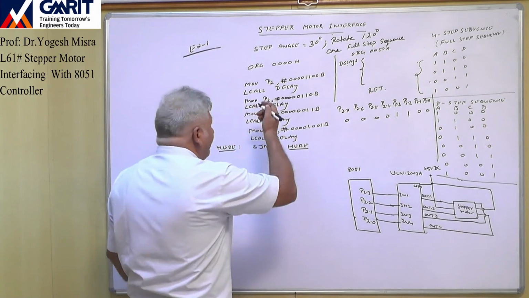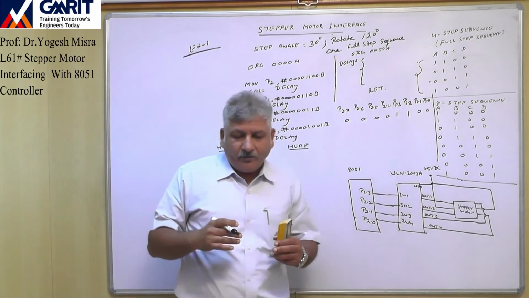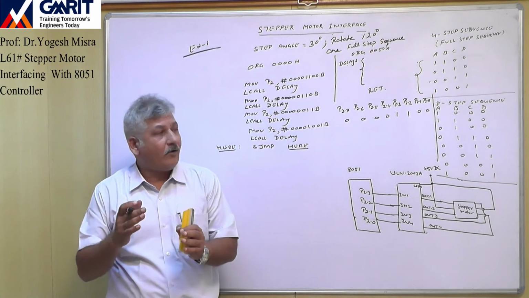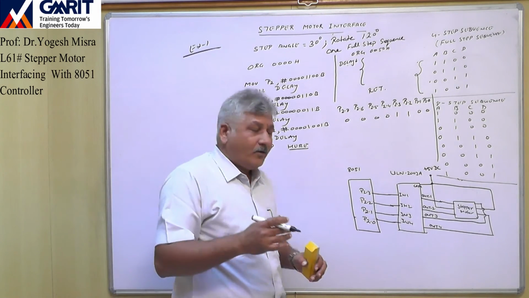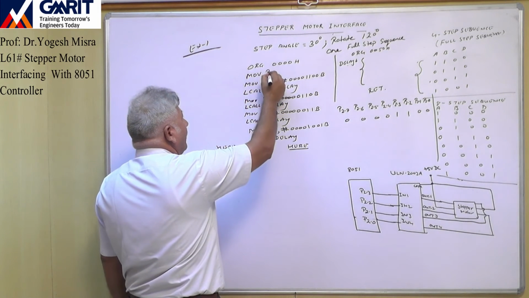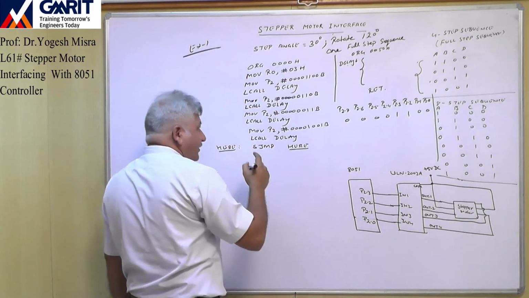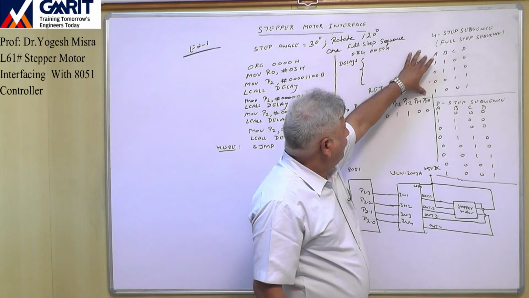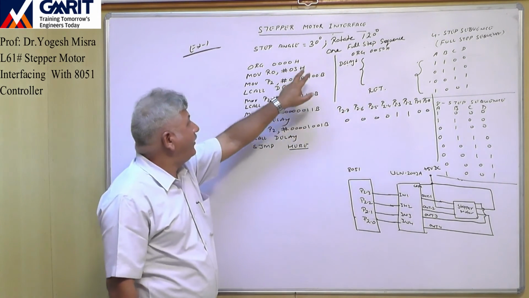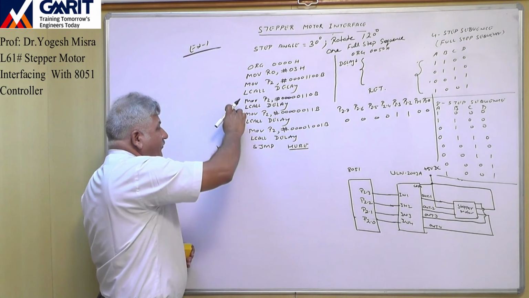For this, what we will do is use one register to count whether we have completed all the 3 four-step sequences or not. So I will use one register here in the beginning: move R0, 03H. Since we require 3 full step sequences, we have loaded the value 3 in the R0 register. After this, these set of instructions will be executed.